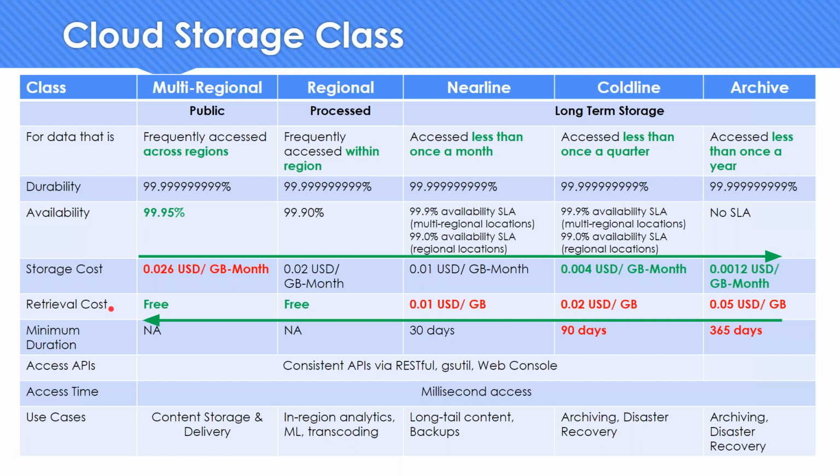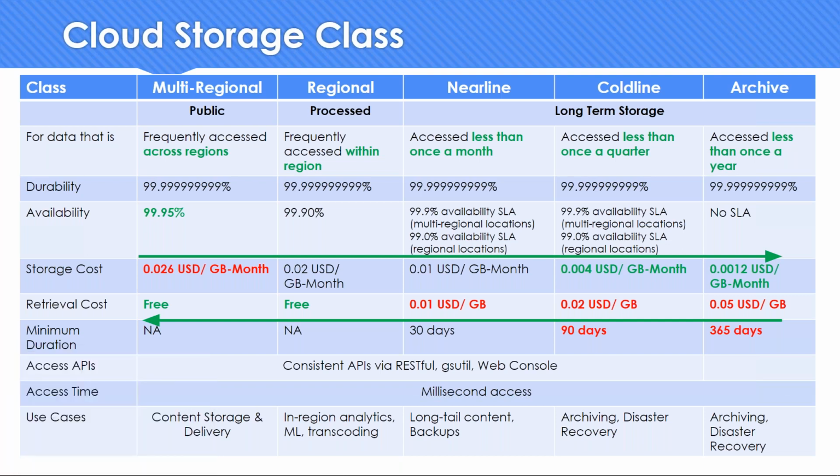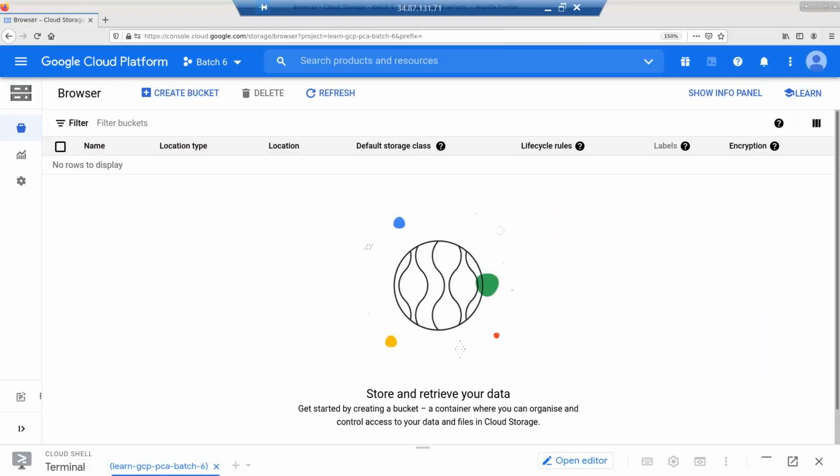Retrieval cost is free. So this is where some slight internal workings come in. Looking into some internal forums, or Stack Driver or Stack Overflow, would help you out. So basically what happens is, let me just create one bucket.